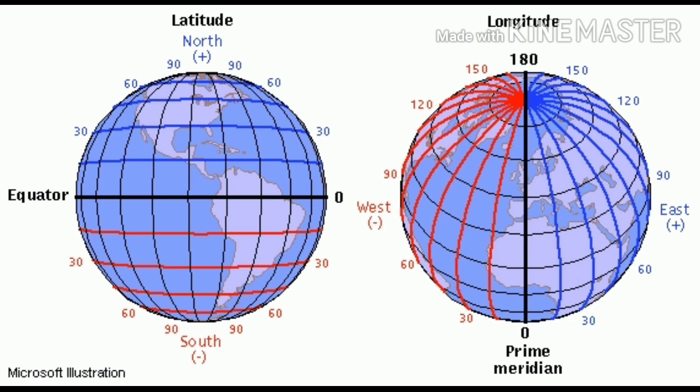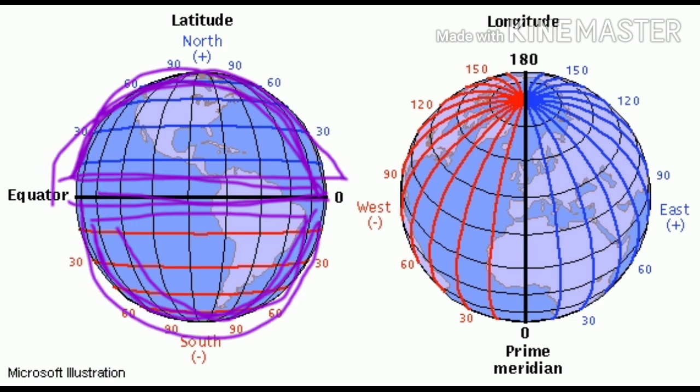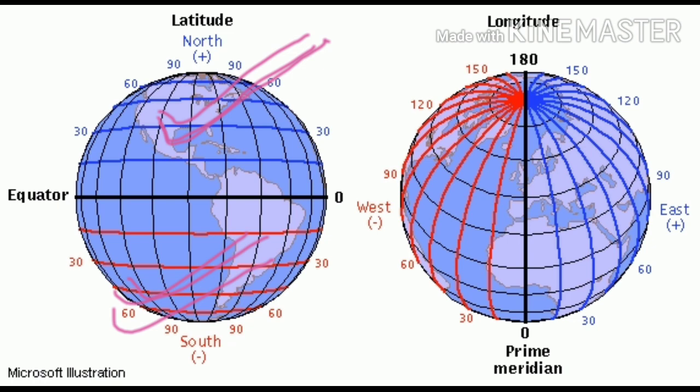Okay, let's come to the latitude. Here the horizontal lines are known as latitude and the 0 degree latitude is known as equator. Here also this 0 degree latitude divides our earth into two equal parts. The north side is known as northern hemisphere and the southern part is known as southern hemisphere.